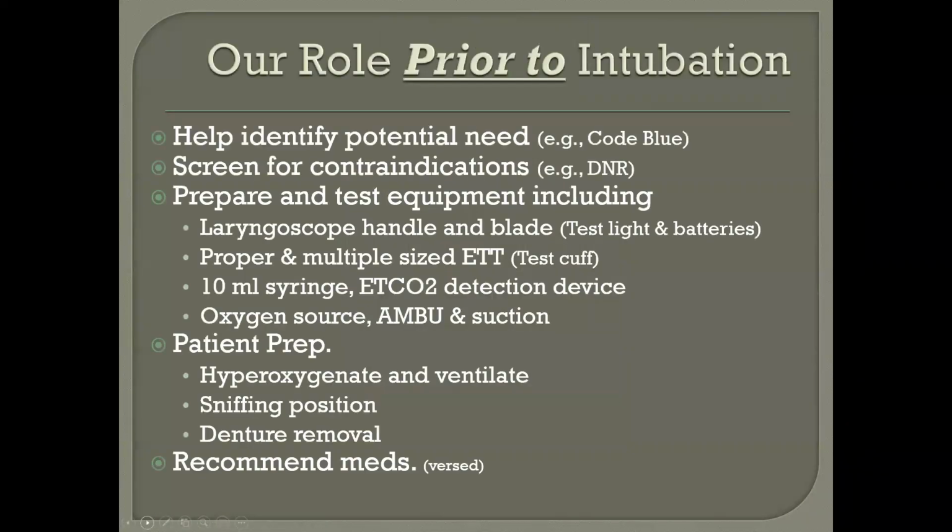Prior to intubation, identify the potential need and screen for contraindications. Again, look at the medical record to see if there's any indication that it's going to be a tough airway, and look at the patient themselves, adding that to the determination as well. Prepare and test the equipment: the laryngoscope handle and blade, multiple sizes of ET tubes, testing the cuff, and a 10 ml syringe. Just keep in mind that you have a 10 ml syringe.